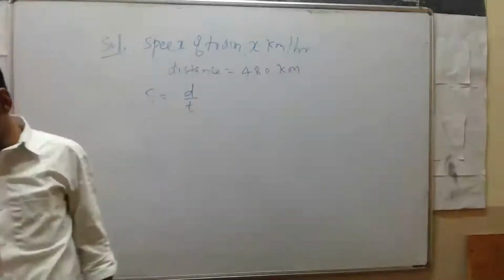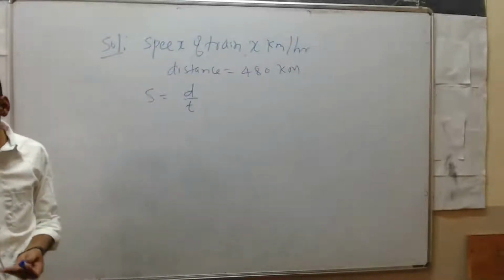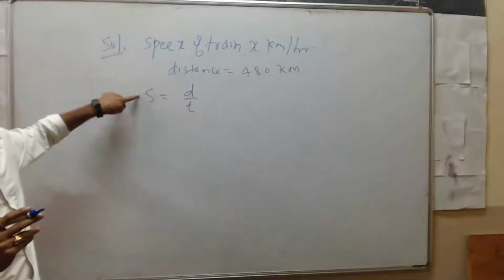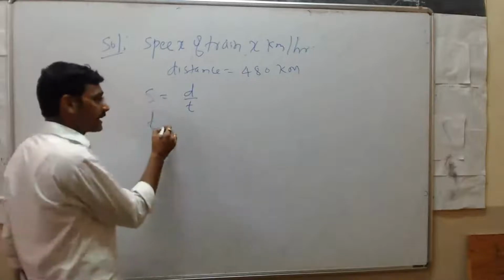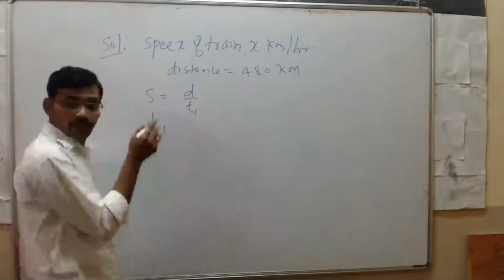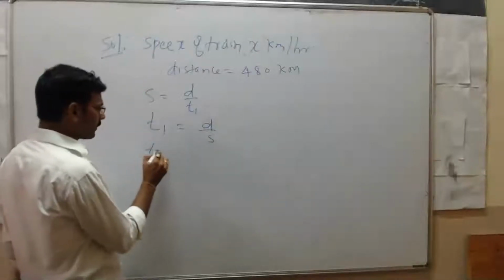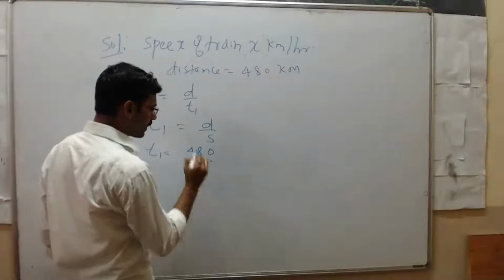The speed of the train is x kilometer per hour. Speed is equal to distance by time taken, so time goes to the numerator and speed goes to the denominator. Therefore, for the first situation, time is considered as t1. t1 is equal to distance by speed. Therefore, t1 is equal to distance covered, which is 480, by speed.